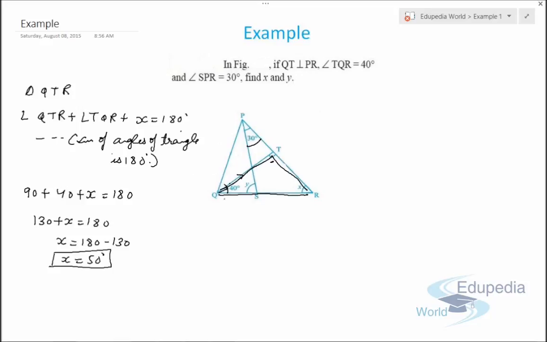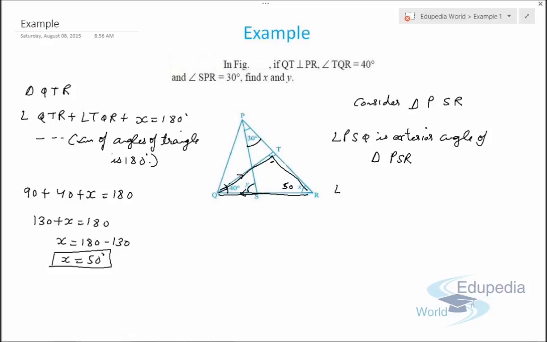Now we need to find the value of Y. So let's see how we can do this. Now this is 30, this is 40, and we got this as 90 and this as 40. We got X as 50. Now if we consider triangle PSR, we have angle PSQ as an exterior angle to this triangle PSR. We can say angle PSQ is the exterior angle of triangle PSR. So we can clearly see that this angle, when this line is extended, makes an exterior angle with triangle PSR.